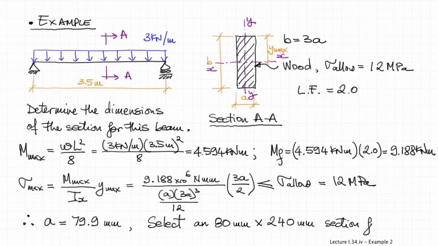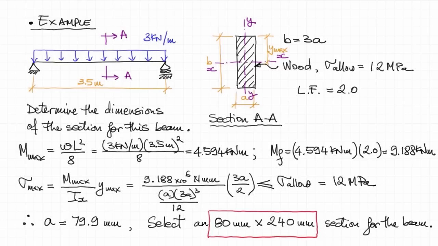millimeters. We would obviously round this up to 80 millimeters to get dimension A, because this is wood and we cannot cut it that precisely, and multiply it by 3 will give us dimension B. So our final section will be 80 millimeters by 240 millimeters. And this is what we can use for this beam, given what was required. 80 millimeters by 240 millimeters.